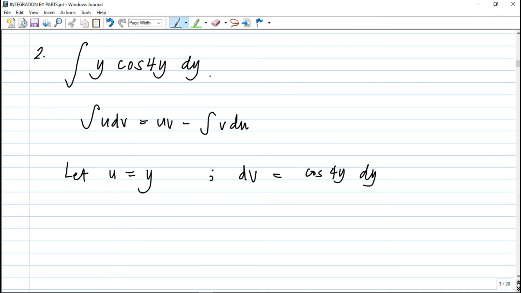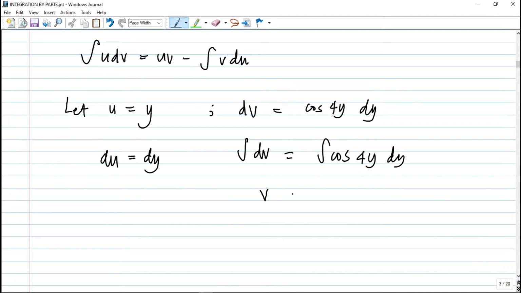Let's get the derivative of u. The derivative of u using this substitution is dy. Then we have v. Let's integrate both sides. So the integral of dv equals the integral of cosine 4y dy. So we have here v equals.